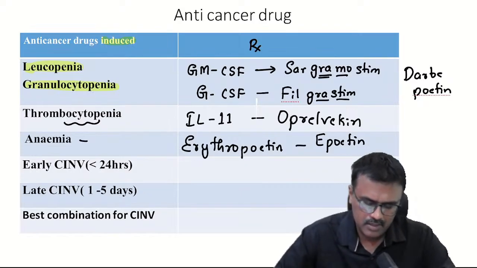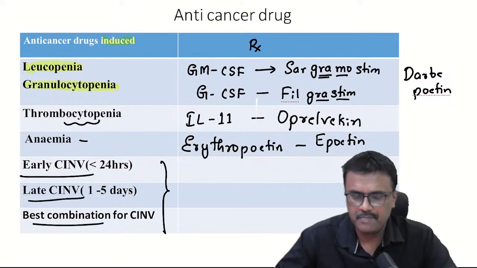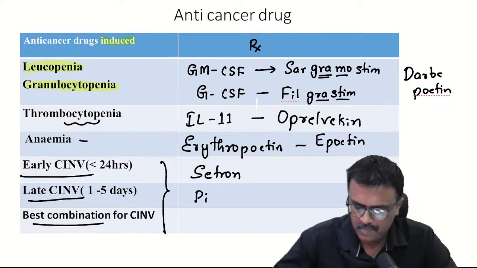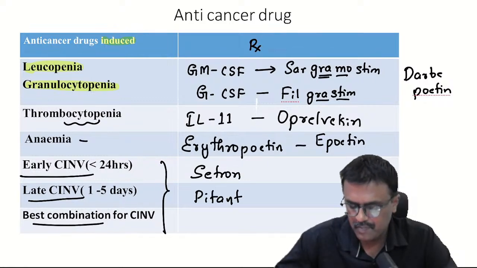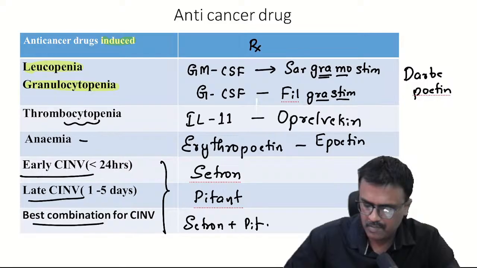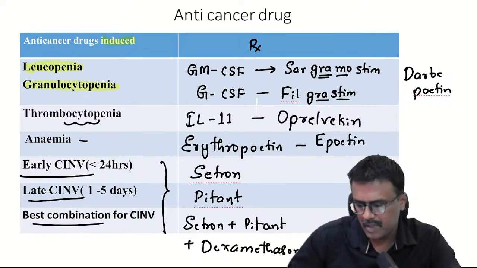Now the next is early CINV and late CINV best combination. I think we have discussed that again. So let me repeat this. Setron, pitant, and best combination is setron plus pitant plus steroid, dexamethasone.